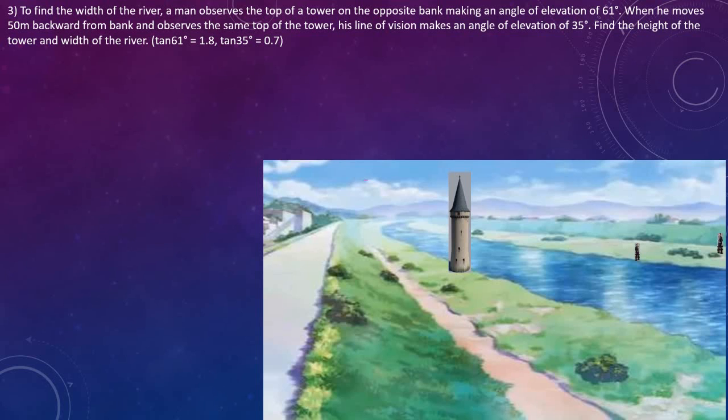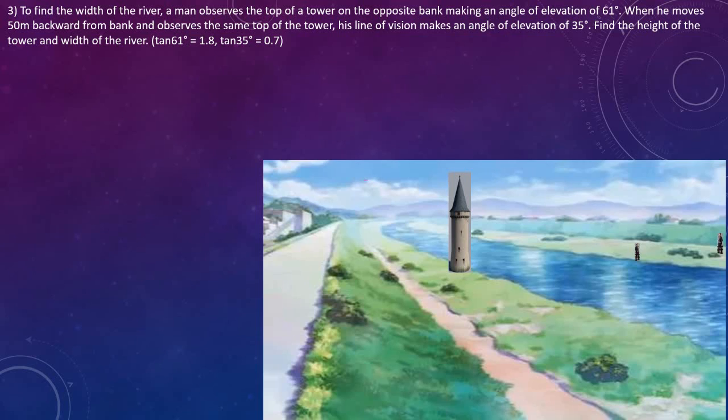Now let us see the next sum. To find the width of a river, a man observes the top of a tower on the opposite bank, making an angle of elevation of 61 degrees. When he moves 50 meters backward from the bank and observes the same top of the tower, his line of vision makes an angle of elevation of 35 degrees. Find the height of the tower and the width of the river.